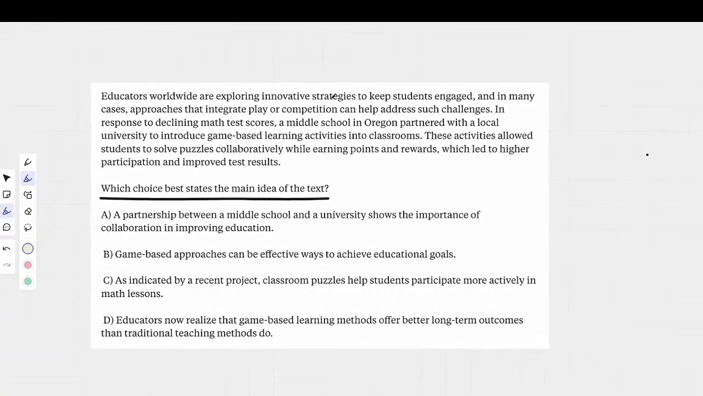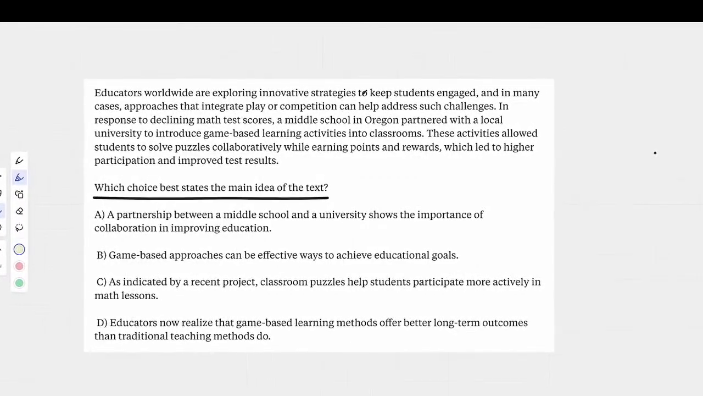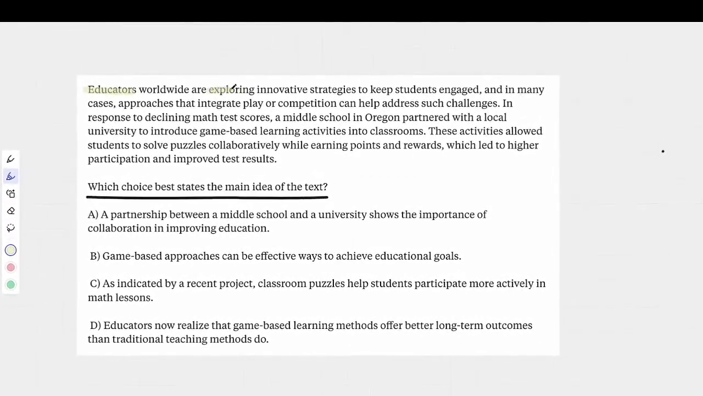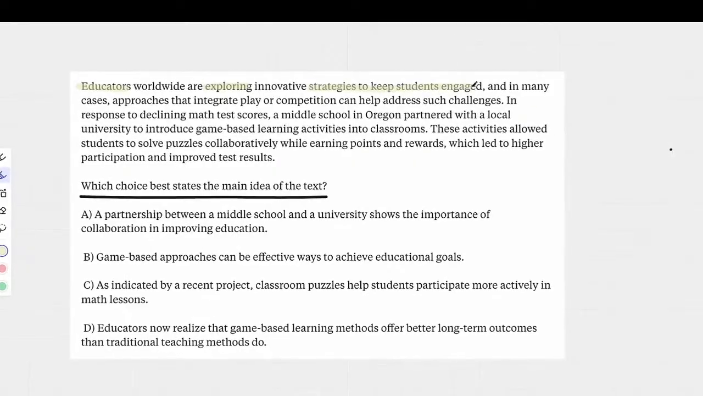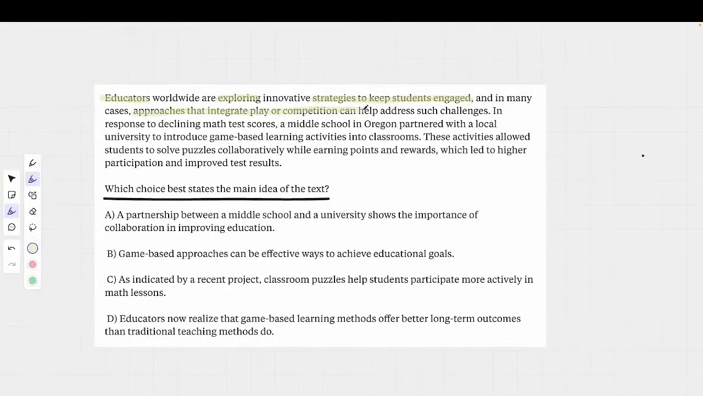Educators worldwide explain innovative strategies that help keep students engaged. I can just say, educators exploring strategies to keep students engaged. Approaches that integrate play or competition can help. To declining math test scores, introduced game-based learning activities. They allowed students to solve puzzles collaboratively while earning points and rewards. Higher participation and improved test scores.